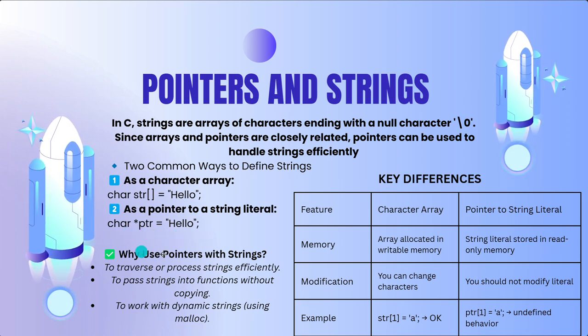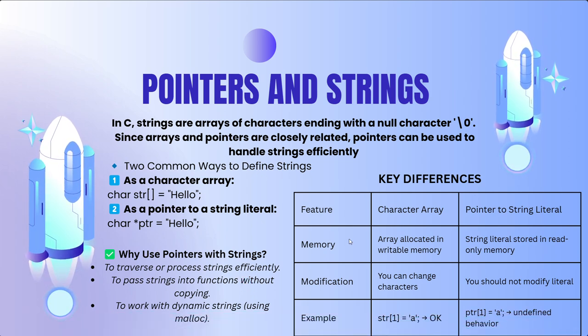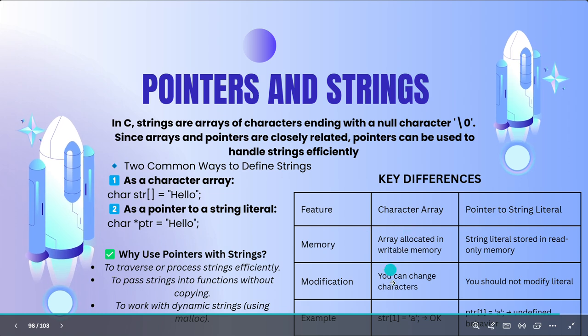Okay, why do we use pointers? To traverse or process strings efficiently, to pass strings into functions without copying, and to work with dynamic strings using malloc. Key features. Feature is memory. In a character array, it is allocated within writable memory. In a pointer to a string literal, it is stored in read-only memory. Modification: in a character array, you can change the characters. For a pointer to a string literal, you should not modify the literal. And this is the example.